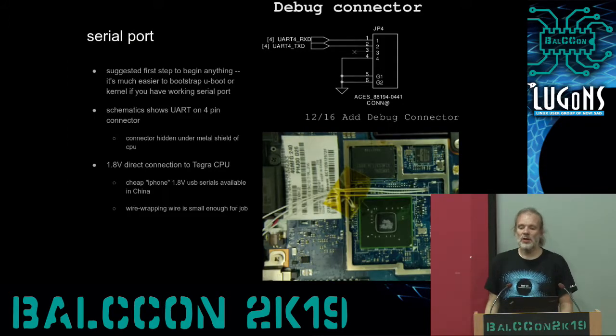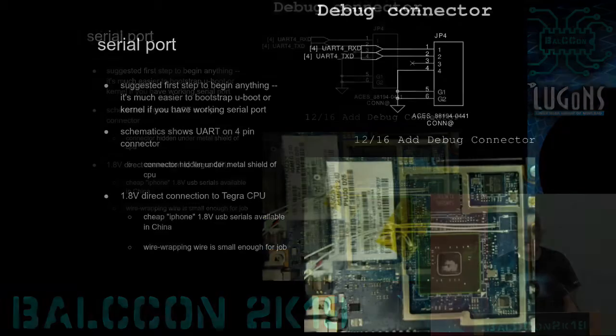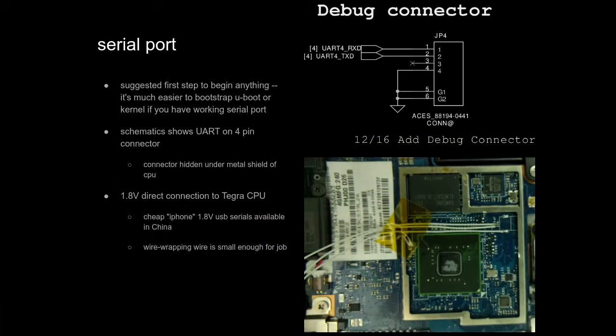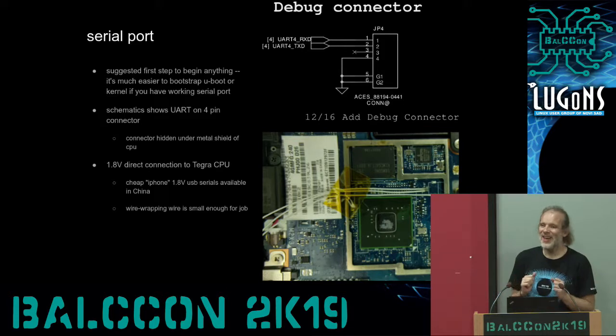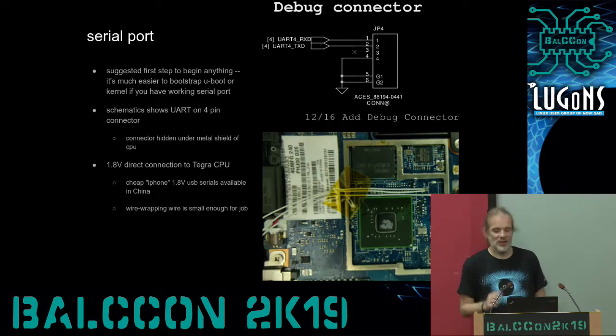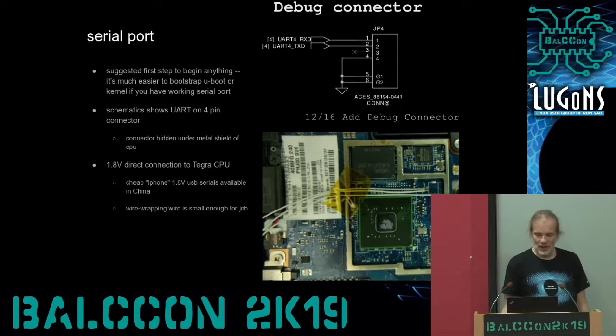So I started looking for serial connectors. I spent some time searching through the board, through all 4-pin connectors, because I knew that serial was on 4 pins, judging from the schematic. And finally, I found it under the RF shield of the Tegra CPU itself. And again, it was 1.8 volts, but by this time, I already knew that there are cheap USB serial adapters which have the iPhone keyword in AliExpress listings, which are actually 1.8 volts. So for this one, I didn't use the Kindle.